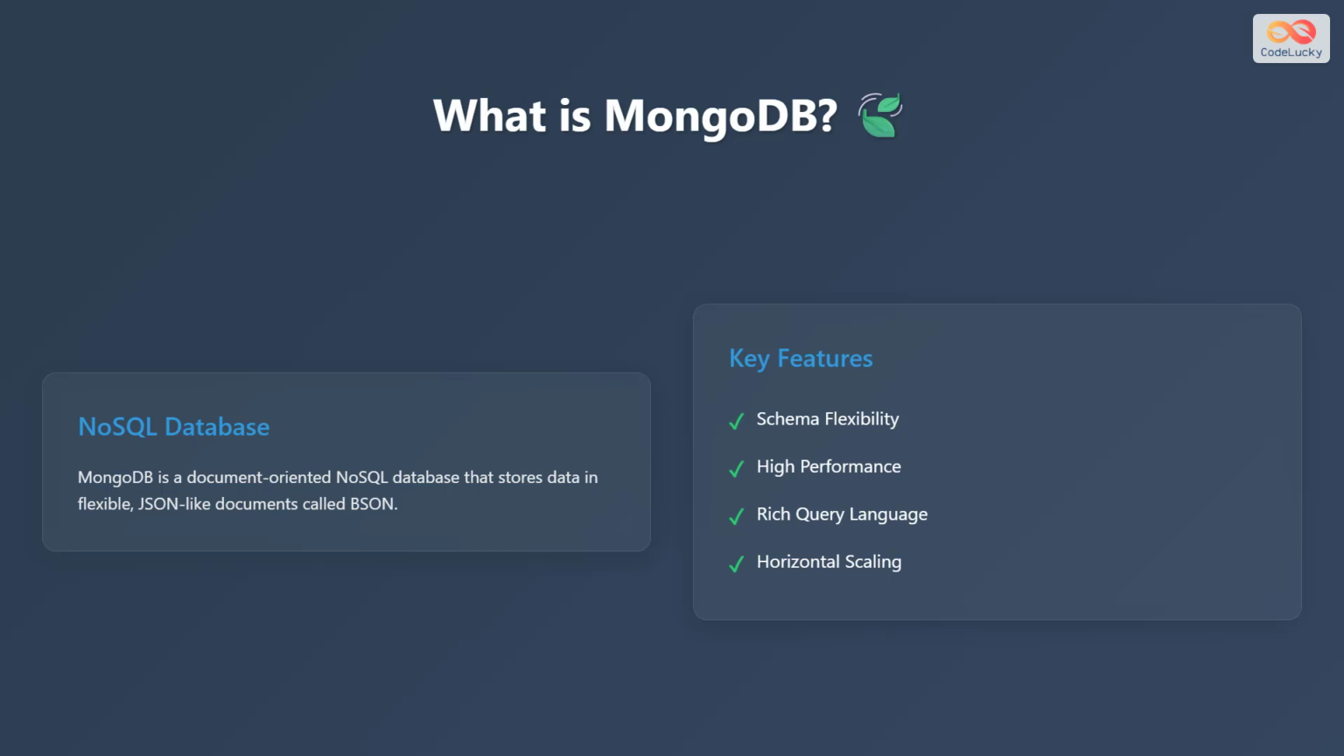So, what exactly is MongoDB? MongoDB is a document-oriented NoSQL database, which stores data in flexible JSON-like documents called BSON. It's designed for scalability and ease of use. Some of its key features include schema flexibility, meaning you don't have to predefine the structure of your data. It offers high performance, with efficient data storage and retrieval. It has a rich query language, allowing you to perform complex searches and aggregations. And finally, it supports horizontal scaling, so you can distribute your data across multiple servers.